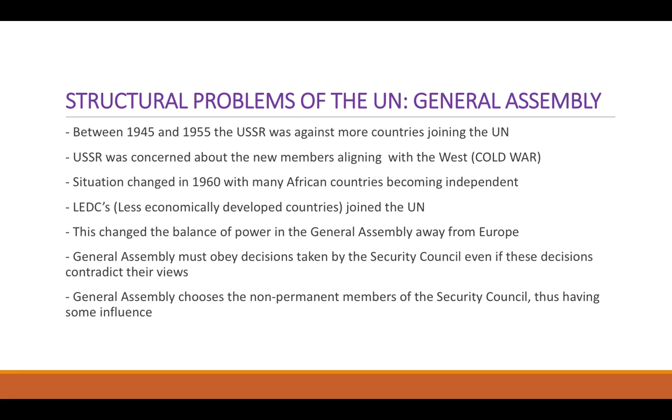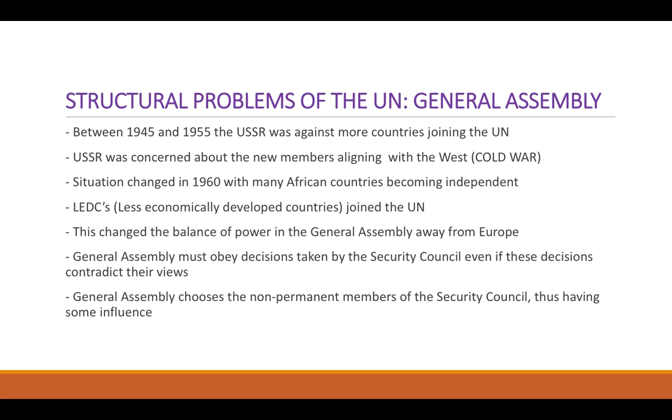The structural problems of the United Nations General Assembly. So we talked about Security Council. Now let's look at the General Assembly. Between 1945 and 1955, the USSR was against more countries joining the United Nations. They didn't want countries to come because they were afraid or concerned that more countries would side up with the Western world, with the capitalist world, because the realities of the world after 1945 was that Cold War was increasing and globalizing. The situation only changed in 1960 with many African countries becoming independent.